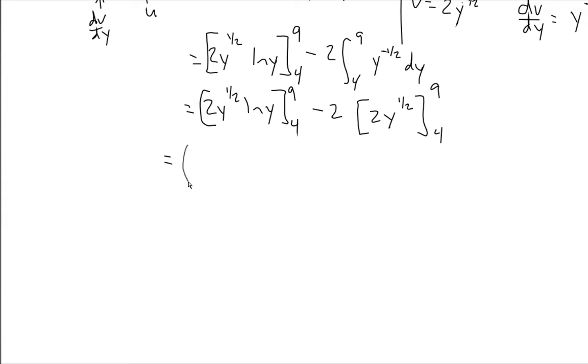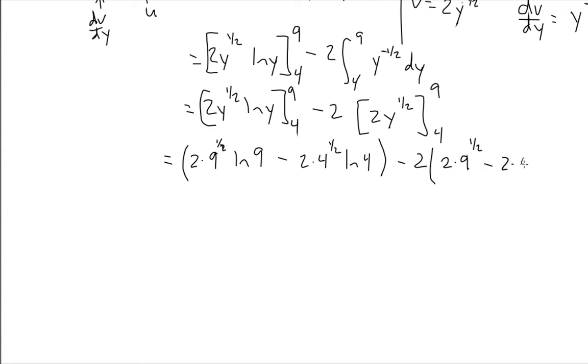So the first part, I'm going to substitute in my 9, so I get 2 times 9 to the 1/2, logarithm of 9, minus what I get when I plug in 4, 2 times 4 to the 1/2 times the logarithm of 4. So that's the first part, minus 2, and now let's do the second part, 2 times 9 to the 1/2 minus 2 times 4 to the 1/2. Okay, and now I can simplify this a little bit.